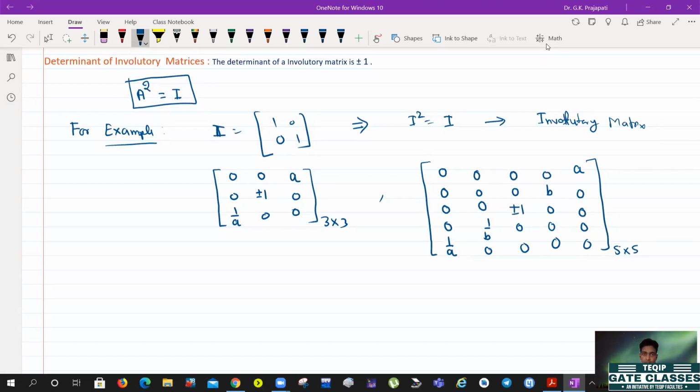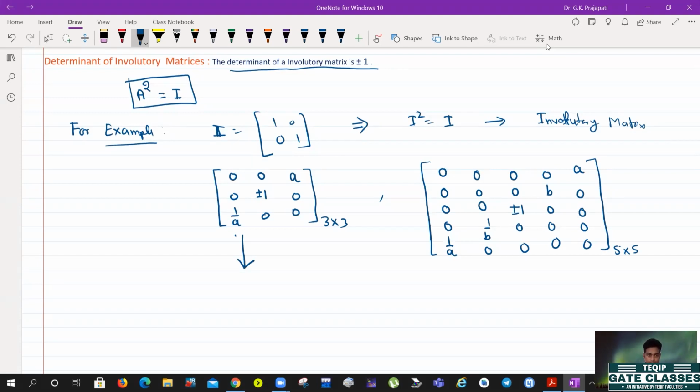So first of all you should identify the matrices and after that think about their determinants. So we are interested to find the determinants of involutory matrices. The property shows that the determinant of an involutory matrix is plus minus 1. How? Suppose we take this example and you want to find its determinant.